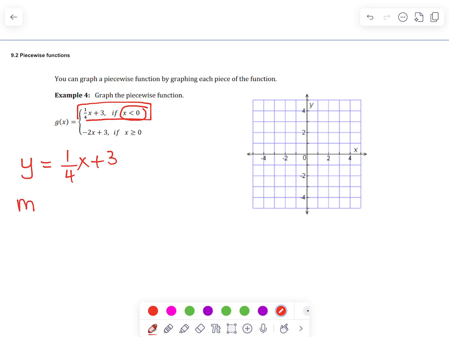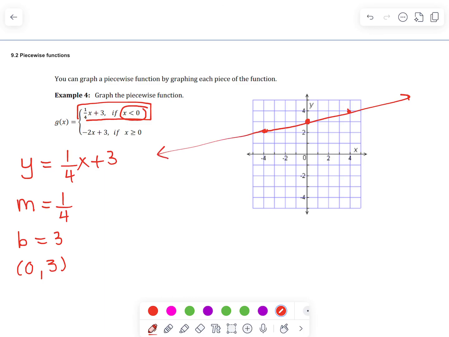I'm going to say, all right, the slope of that line is 1/4, and the b is 3. So that means my y-intercept is (0, 3). So I'm going to graph my y-intercept, (0, 3), and then I'm going to do my slope. So I'm going to go up 1, right 4, or down 1, left 4. And I'm going to create that line. So there is the line.